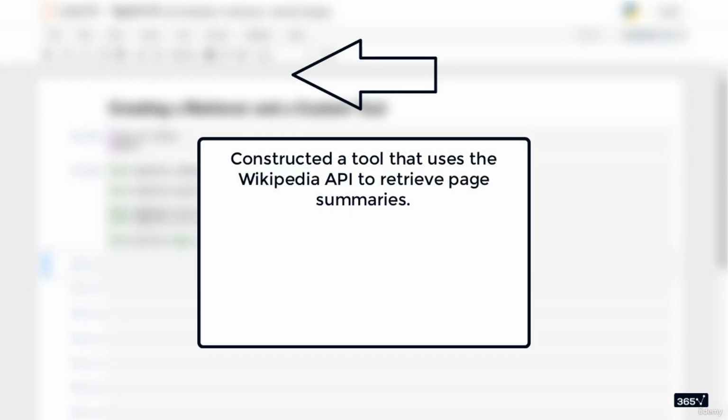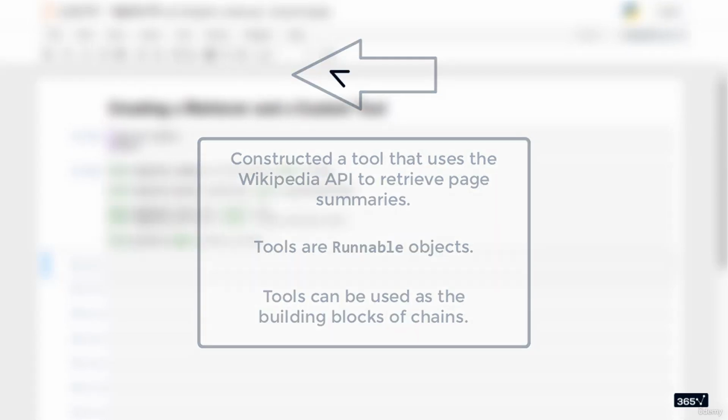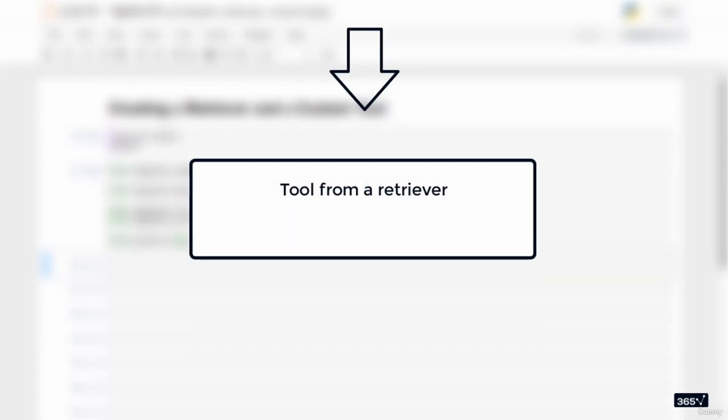Welcome back, everyone. In the last lesson, we constructed a tool that uses the Wikipedia API to retrieve page summaries based on a user's query. We found that tools in LangChain are runnable objects that can be used as the building blocks of chains. In this lesson, we'll create two more tools, one defined from a retriever and another from a custom Python function, which returns the version of Python used on the current platform.